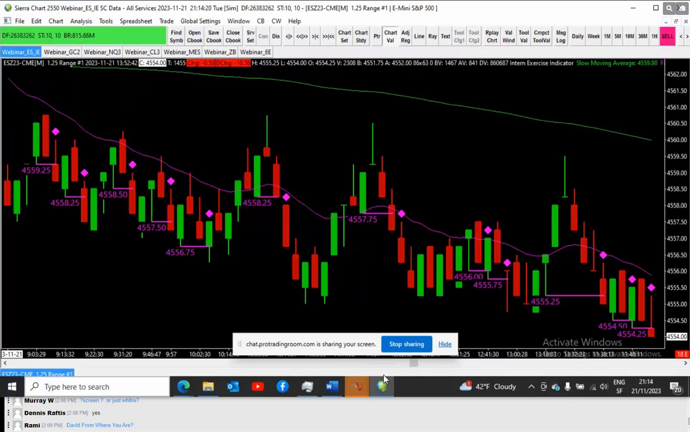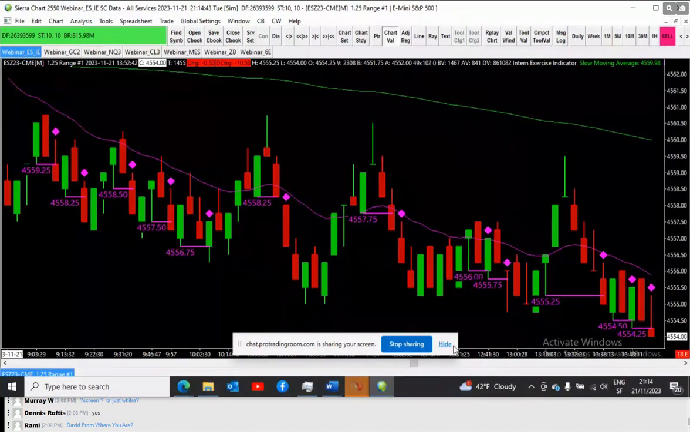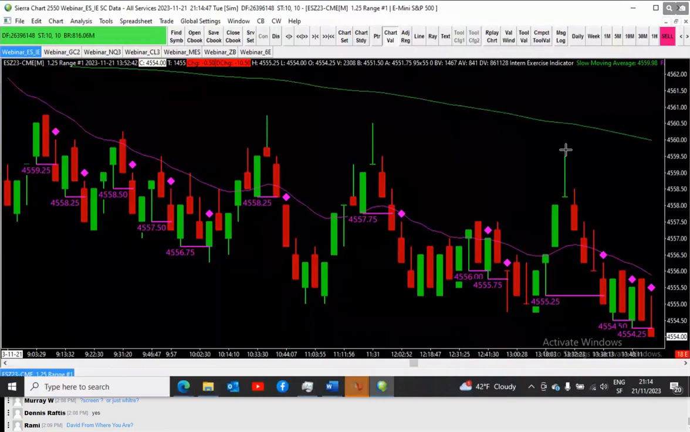I don't think there's too many in the chat. Rami, I'm based in France, so it's currently 9:14 p.m. my time. So I'm 6 hours ahead of New York, 1 hour ahead of London. So the times you see on the bottom of the charts are my local time, 6 hours ahead of New York.